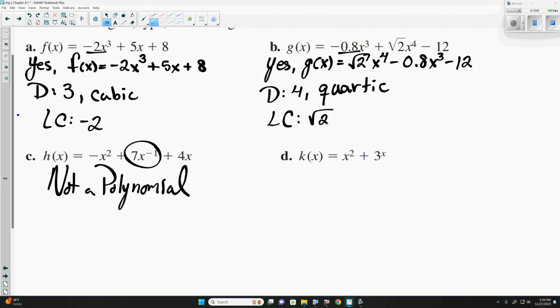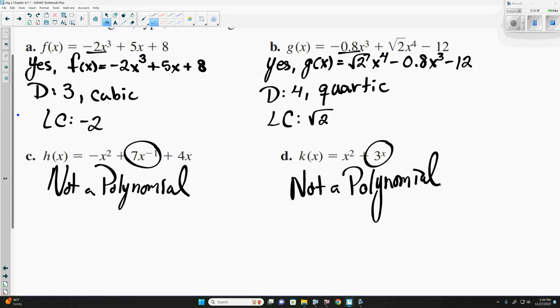Questions on this here? We ready for letter D? Is this a polynomial function? Why not? A variable cannot be in an exponent, 3 to the x. Not a polynomial. Questions on these here? Do we need to see another example of one of these? Do you feel comfortable with these?